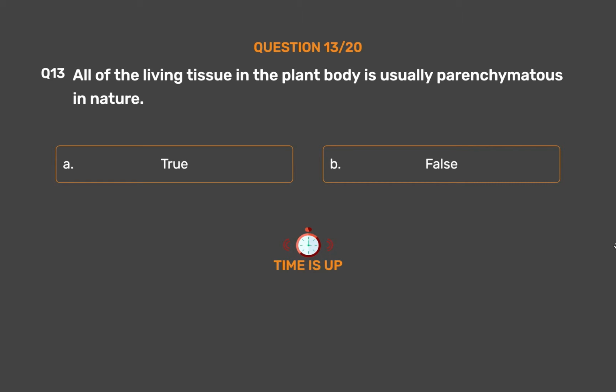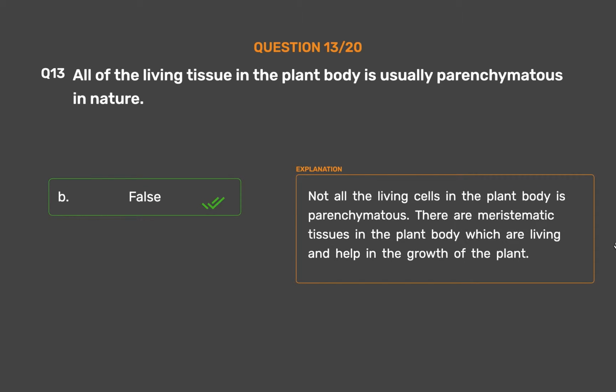The correct answer is option B. False. Not all the living cells in the plant body are parenchymatous. There are meristematic tissues in the plant body which are living and help in the growth of the plant.